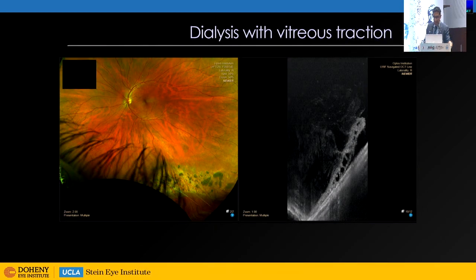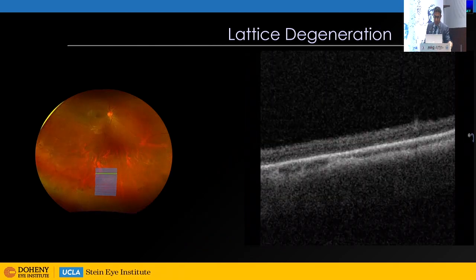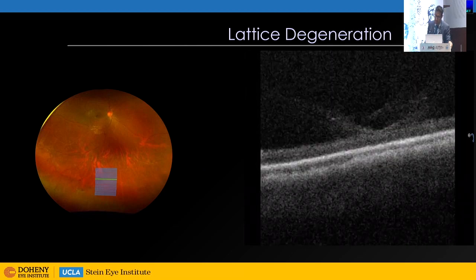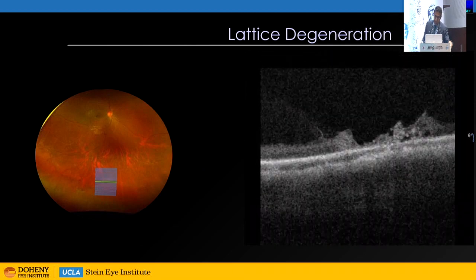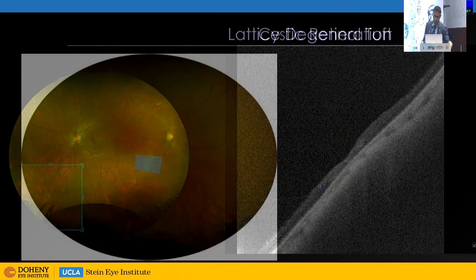This is actually post-treatment. You can see a patient with dialysis that was treated with a laser in this case, and I really want to highlight how you can appreciate the vitreous attachments. More examples of patients with lattice degeneration. I also agree this is a beautiful tool to study lattice, and you start to understand the vitreous relationships here, and we'll hopefully have a paper coming out soon on this topic.